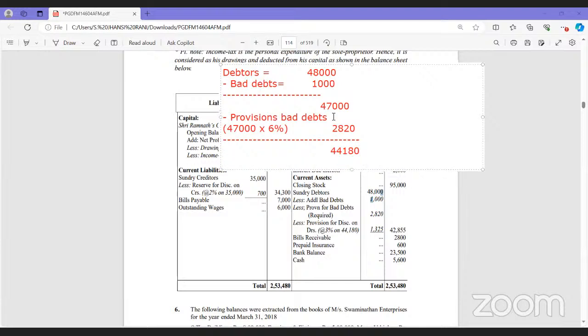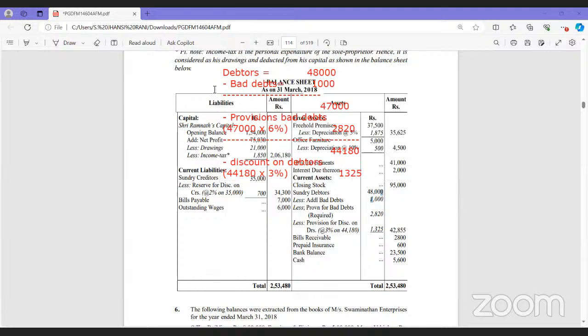Now on this amount, we will deduct the discount on debtors. So this is the sequence you have to follow. Discount on debtors is 3%. On what will you calculate? On this balance you will calculate, that is 44,180 into 3%. That is 1,325, and the balance is 42,855.